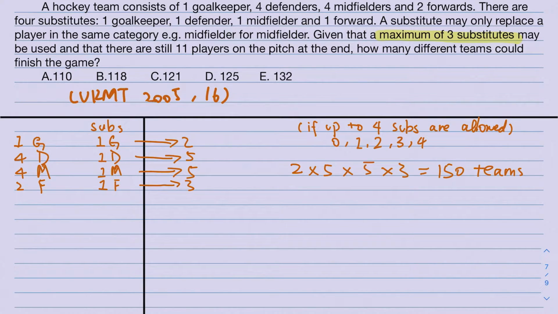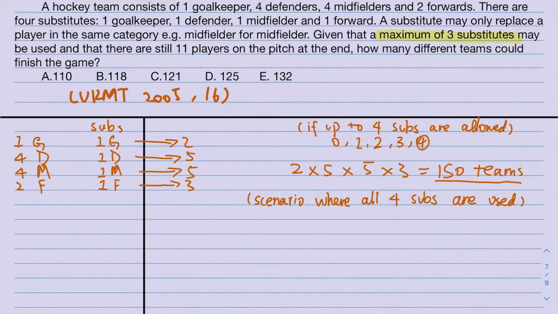Now, since the question says a maximum of 3 subs may be used, let's consider this. What we don't want from the total number is the case when all 4 subs are used, right? So how many possible teams are there when all 4 subs are used? So again, this is the scenario where all 4 subs are used, right?